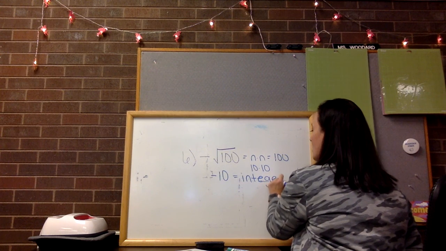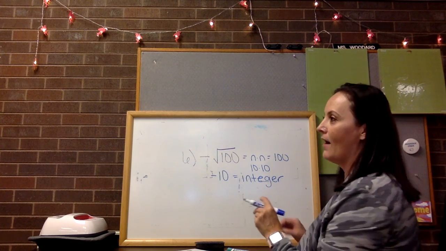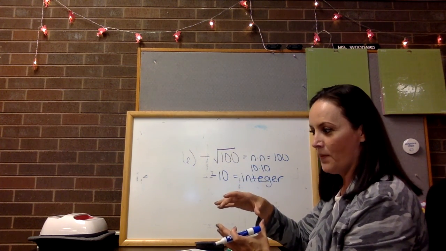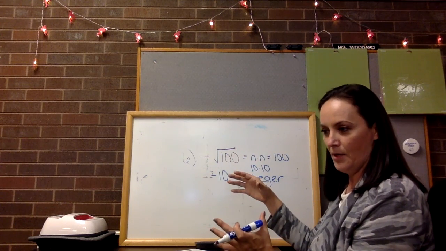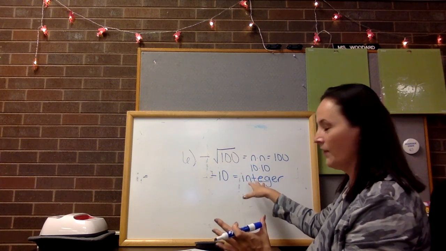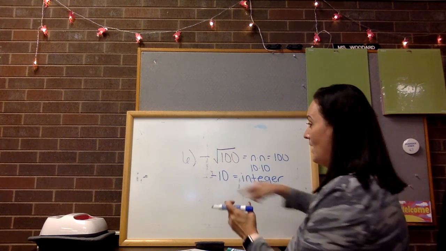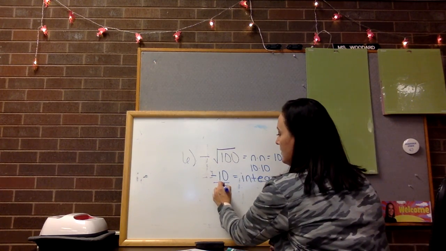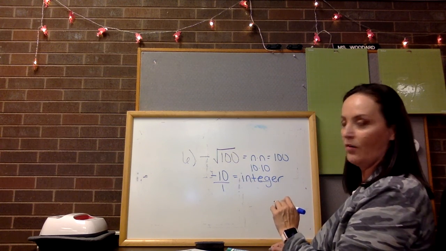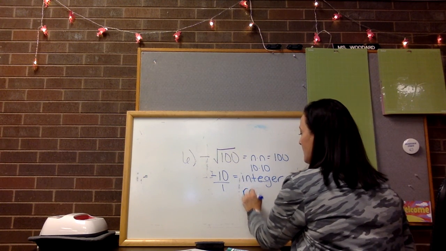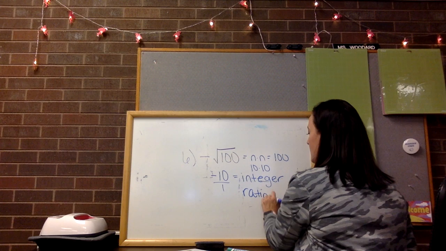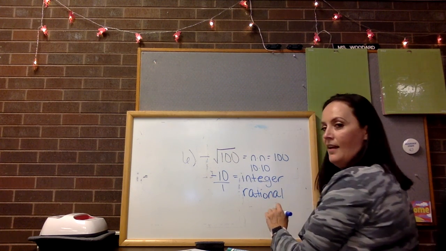Remember, I don't want to just stop there, because I also want to think about how integers open themselves up to the rational numbers. The rational numbers include all of the integers plus all the parts. Since it can still be written as a fraction, just simply write it over 1. This is going to be considered rational as well. So it would fall under the rational set.